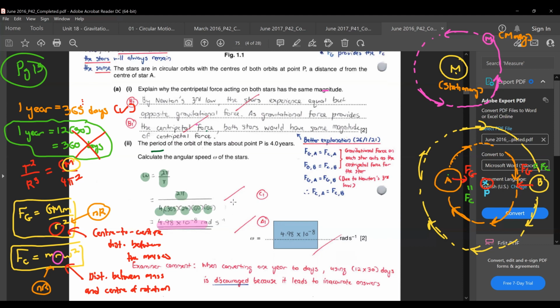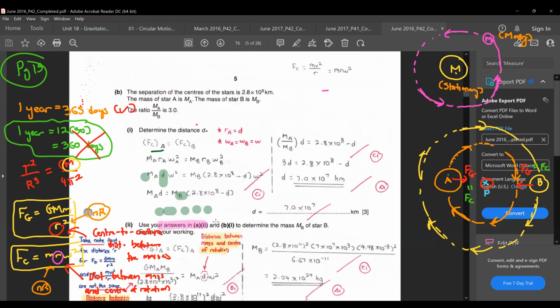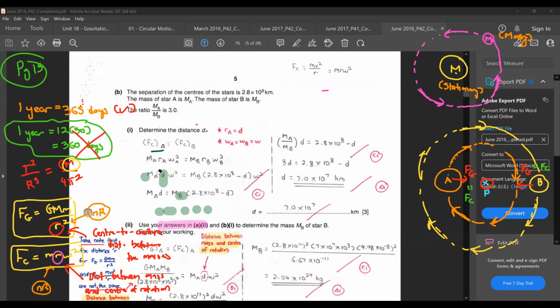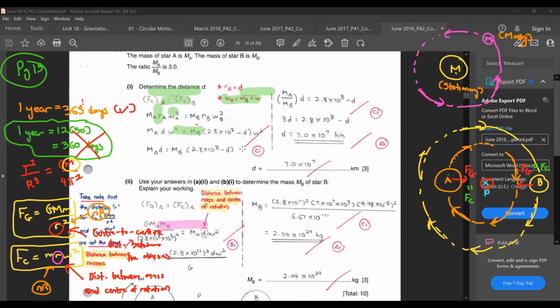Then after that, we move on to the next one, and this is the confusing part. If you look at part B, they tell you the separation of the centers of the stars is 2.8 times 10 to the power 8 kilometers. The mass of star A is MA and the mass of star B is MB. The ratio of MA to MB is 3. Now determine the distance D. They ask you to determine distance D right now.